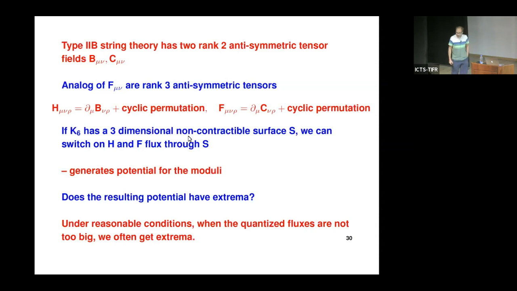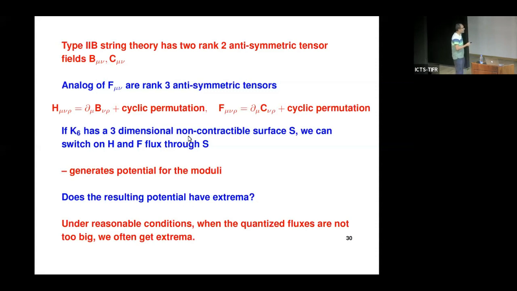Now it turns out that in type 2B string theory, we don't have electromagnetic fields like this, at least not in 10 dimensions, but it has two rank 2 antisymmetric tensor fields, which we call B_{μν} and C_{μν}. These are the analogs of the vector potential that you are familiar with in electromagnetism, but these are rank 2 antisymmetric. For these fields, the analogs of the field strength are rank 3 antisymmetric tensors, which are defined here. H_{μνρ} is the derivative of B_{νρ}, totally antisymmetrized, which means you have to add the cyclic permutations. Similarly, F_{μνρ} is the derivative of C plus cyclic permutations.